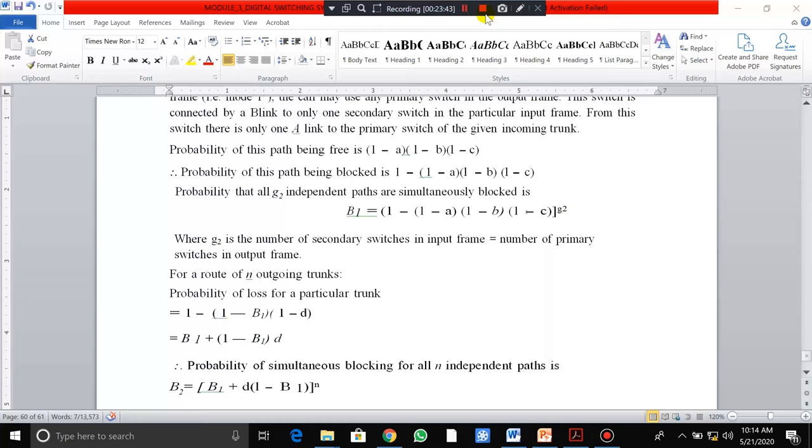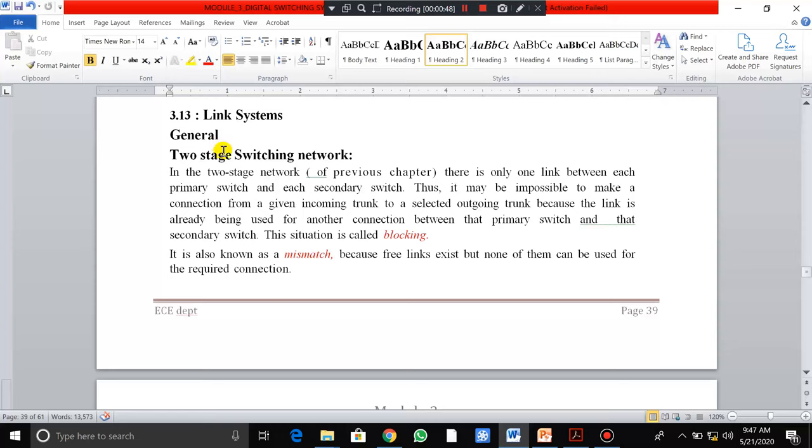That is, we have discussed grade of service, that is 2-stage, 3-stage and all. So let us do a brief revision of all the topics we have discussed today. Coming to the linking system, in general we have two-stage switching networks. As we discussed in the first module, if you want to communicate from one person to another, we need a switching network, because it has to switch a call from one person to another.